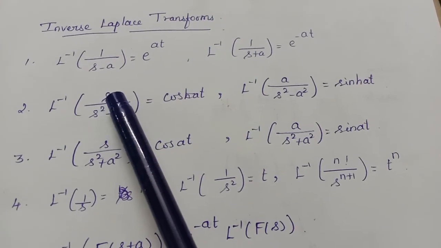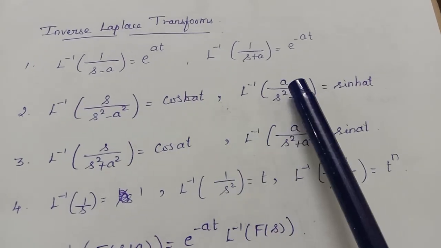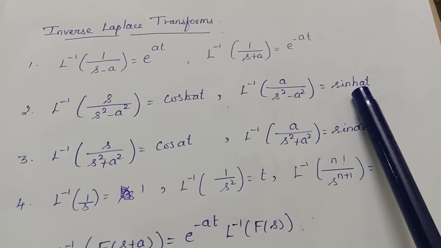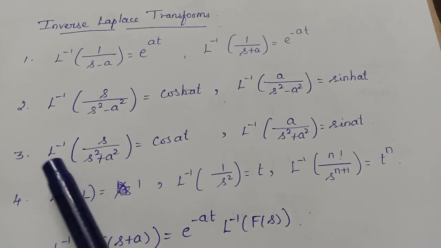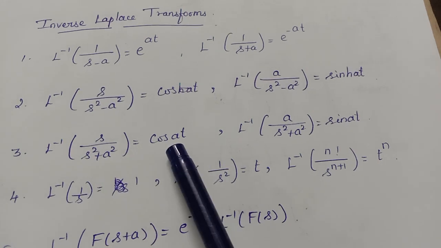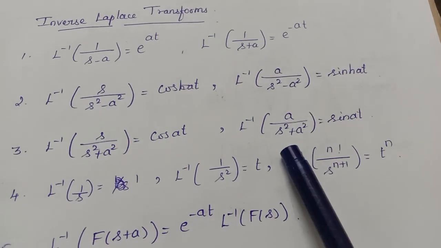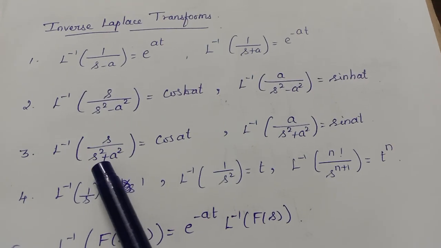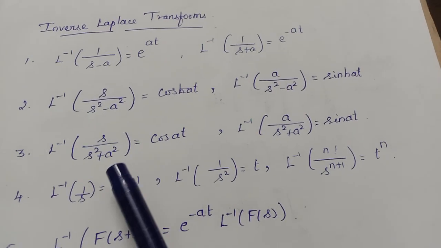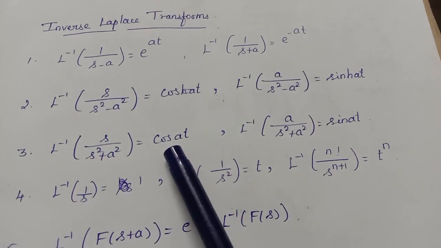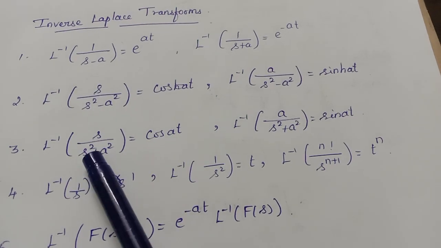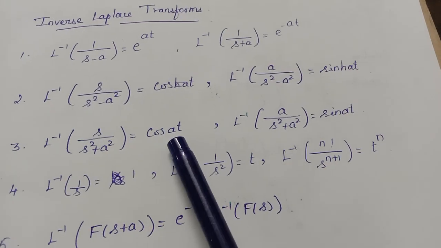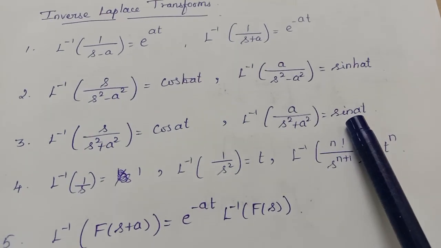Okay, and for s in the numerator it will be cos, and for a in the numerator it will be sin. L inverse of s by s square plus a square is cos at, and L inverse of a by s square plus a square is sin at. So if it is addition of terms in the denominator, it will be simply our regular trigonometric functions. And if you have s in the numerator cos, a in the numerator it will be sin.